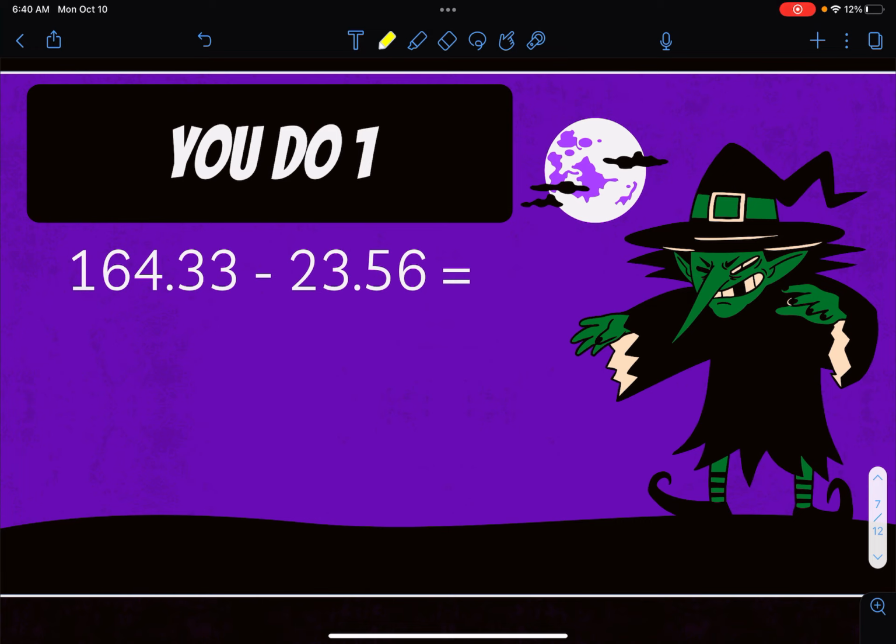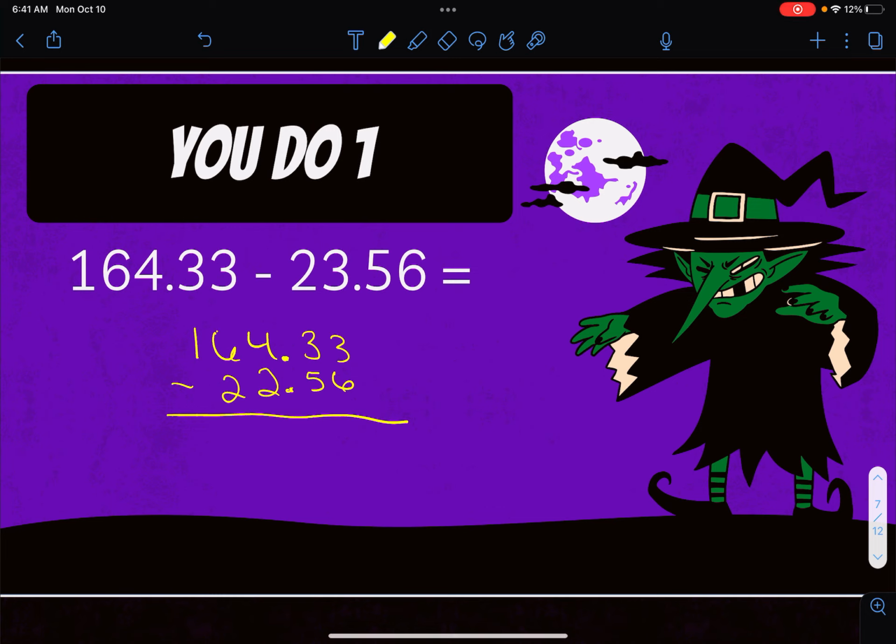Okay, so hopefully you're done. You should have put the bigger one on top. The bigger one was 164 and 33 hundredths, and the smaller one was 23 and 56 hundredths. Again, if you notice, I lined up my decimal, and then I lined up my digits.